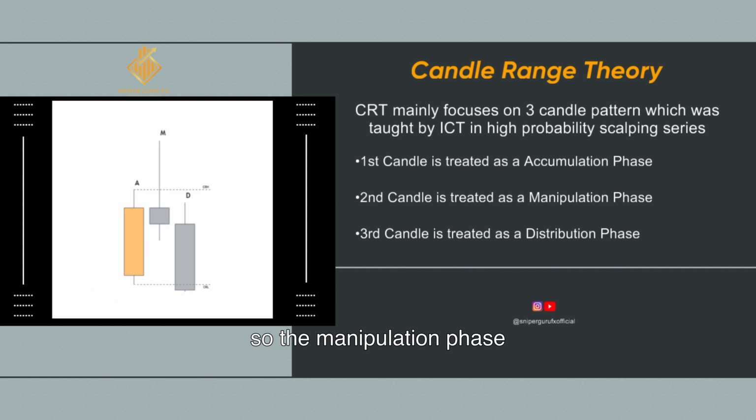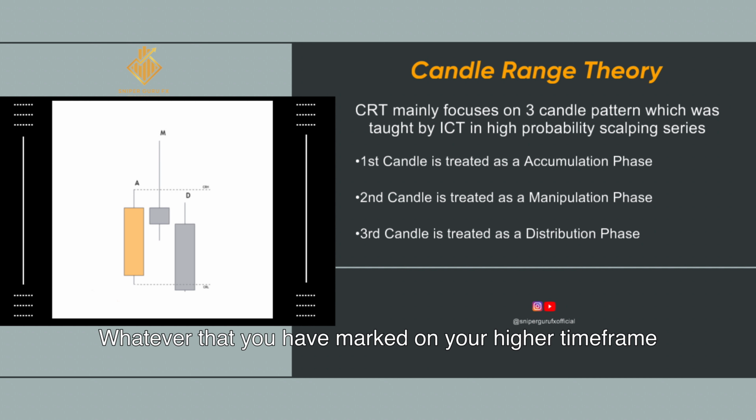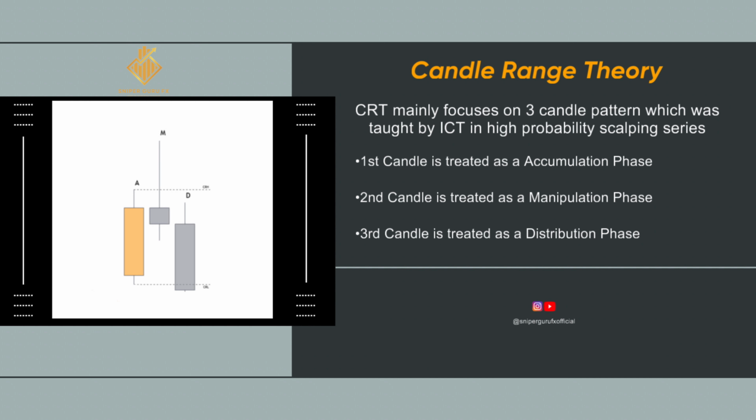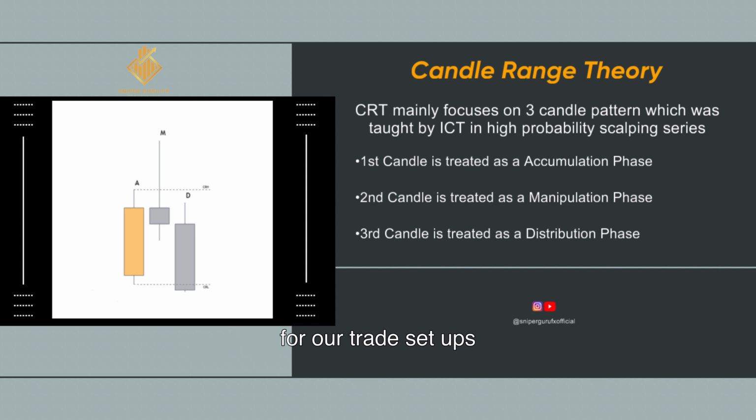Okay, so the manipulation phase is going to actually tap into any higher time frame point of interest. It can either be your FVG, your order block, or your supply and demand. Whatever you have marked on your higher time frame, you're going to wait for the manipulation phase to trigger into that before you look for setups. The third candle, the distribution, is where we are going to get involved. We're going to be looking for our trade setups.